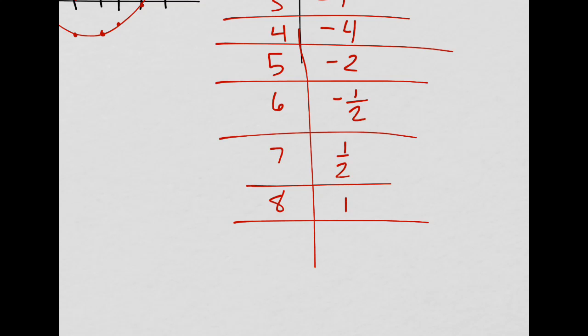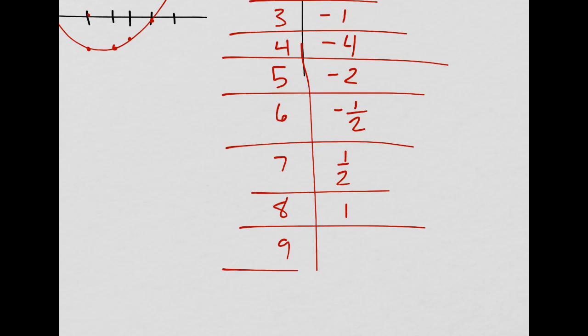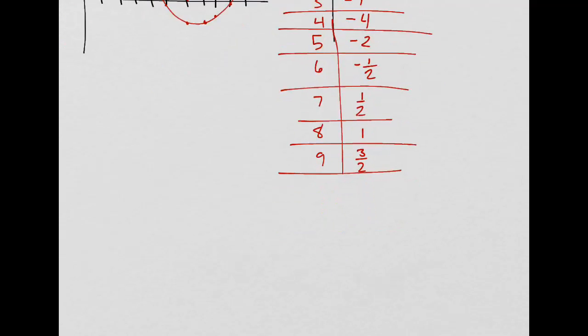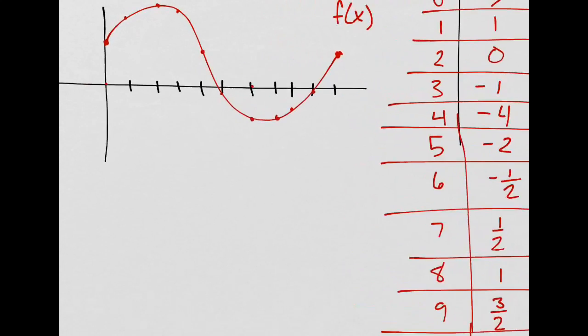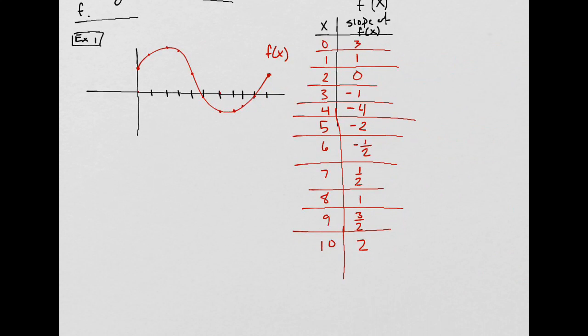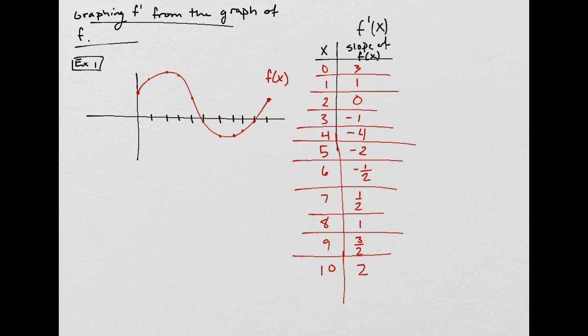So what did I say? 1 and 9 is a tiny bit bigger than 1. I'll say 3 halves. And then at the very end, maybe even bigger. Let's just do like 2. So that's 10. Did I really make 10? 1, 2, 3, 4, 5, 6, 7, 8, 9, 10. All right, so now I have this.